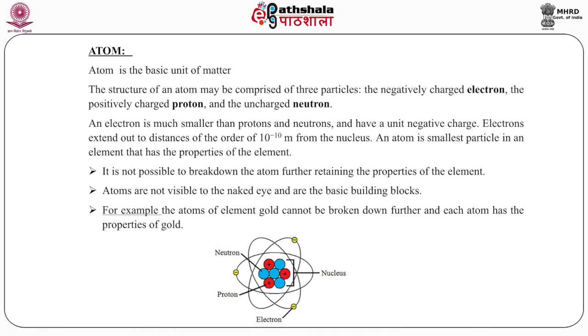Now, elaborating all these different levels, we'll start with the atom. An atom is the smallest particle in an element that has the properties of the element. It is not possible to break down the atom further while retaining the properties of the element. Atoms are not visible to the naked eye and are the basic building blocks. For example, the atoms of the element gold cannot be broken down further, and each atom has the properties of gold.